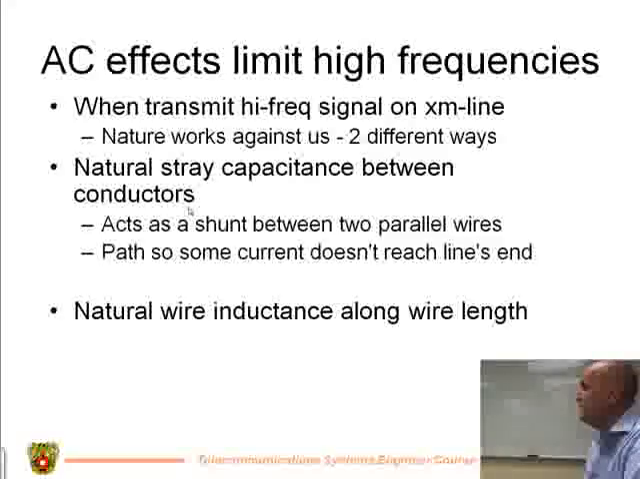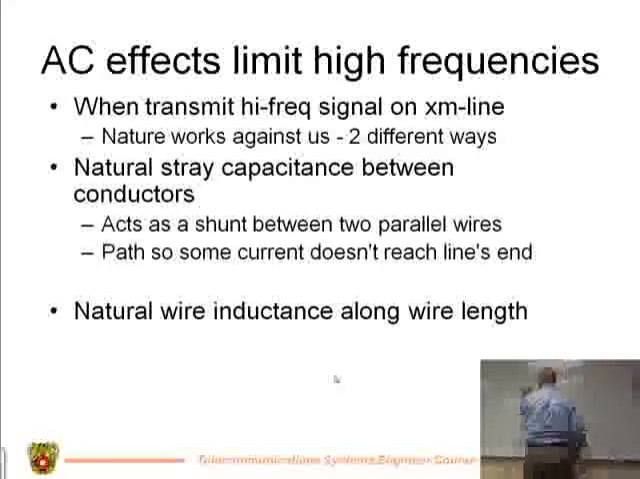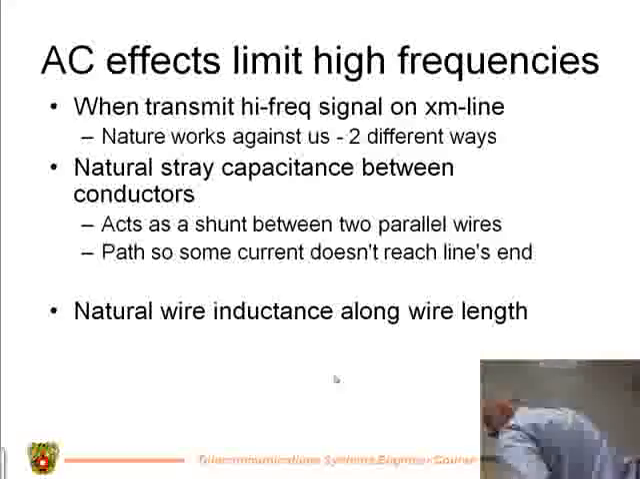Okay, next thing is natural wire inductance along the wire's length. So we have inductance here. This is j omega L. So we have inductance in series with the load. So if you think of that as being a voltage divider, the higher that impedance of the inductor gets, the less power there is to deliver to the load. So as we increase frequency, both the capacitor and the inductor screw us up.